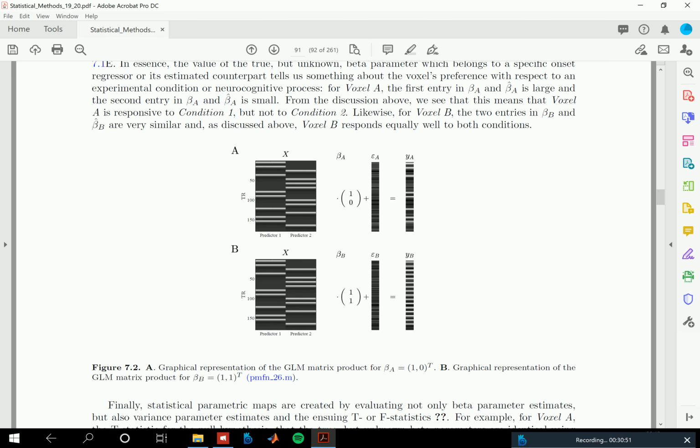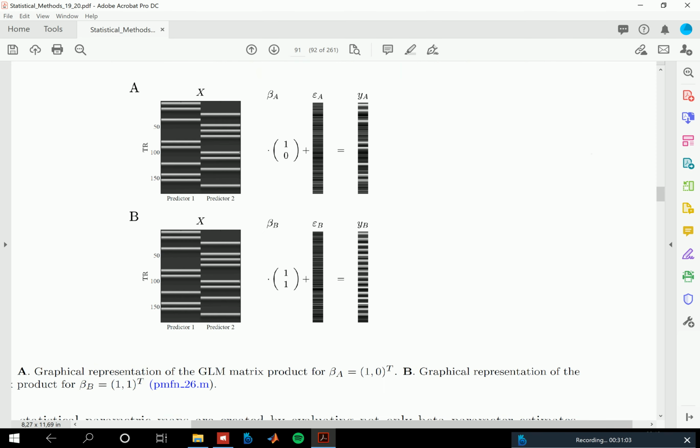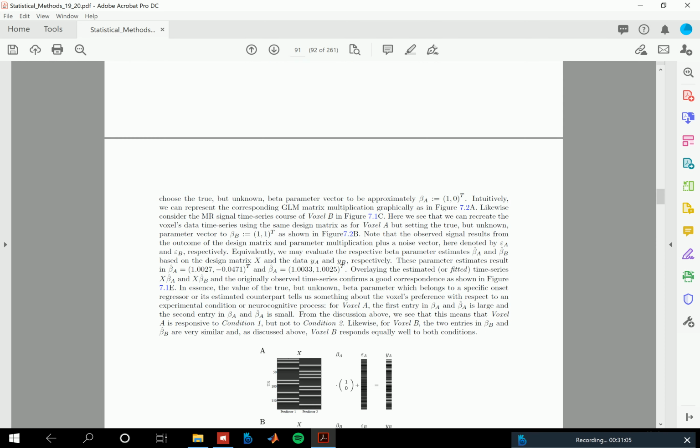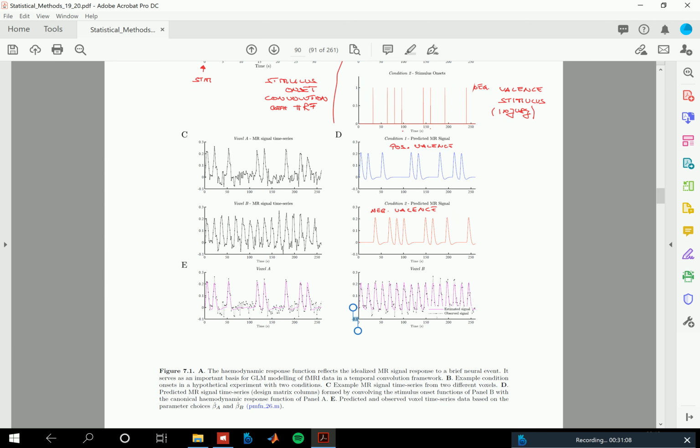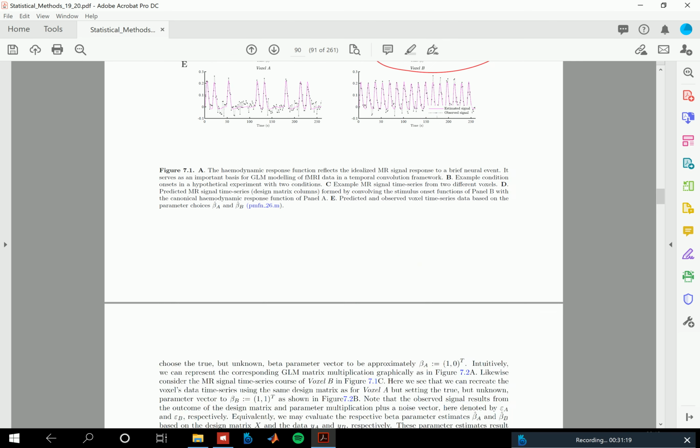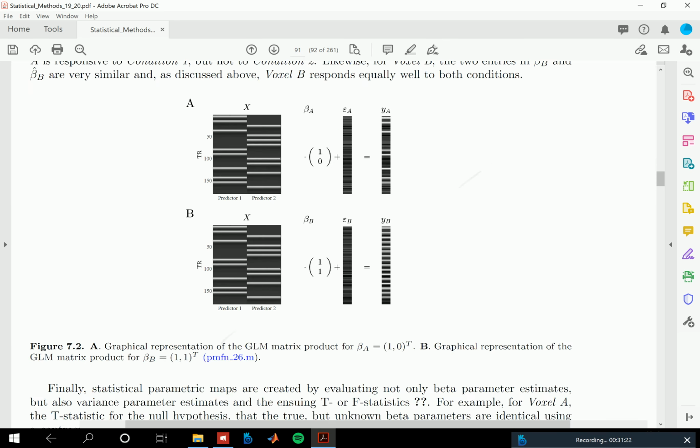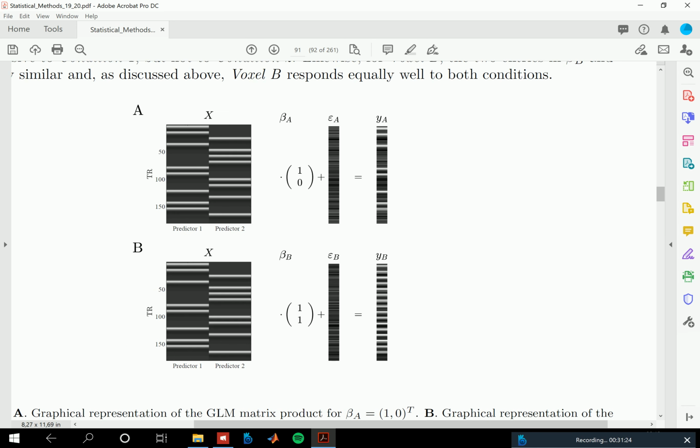So now this was kind of the interpretation when we look at pictures. Now we look at the same thing from the design matrix perspective and the beta perspective. So now what we've seen here were predicted time series. In the GLM, these predicted time series correspond to regressors or independent variables. Hence, they form the columns of the design matrix. Yeah?